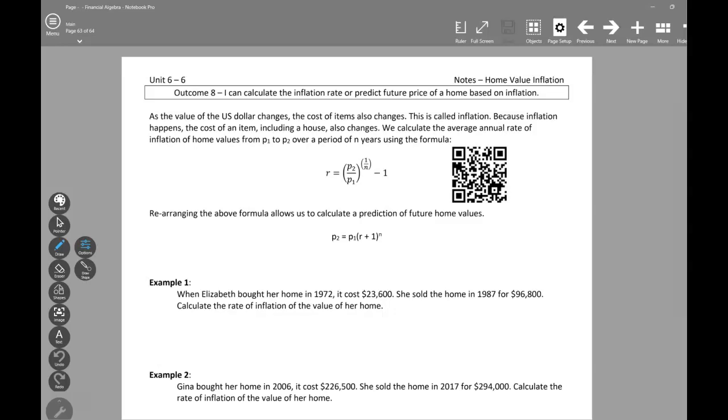We calculate the average annual rate of inflation of home values from P1 to P2 over a period of n years using the formula. Okay, so we're actually going to use this formula. This formula tells me inflation. P1 represents the price of something before inflation, and P2 represents the price after. So, example 1.